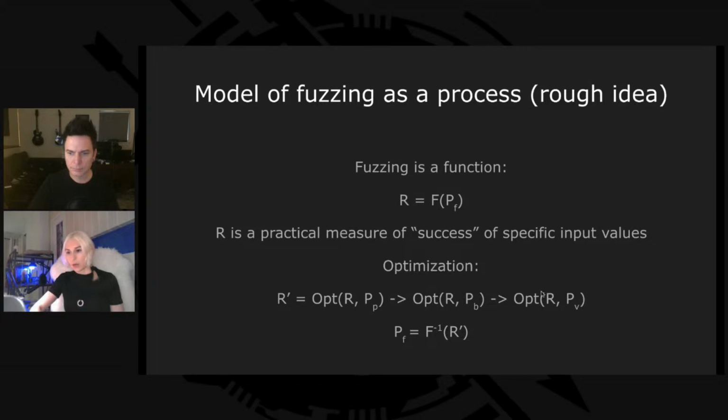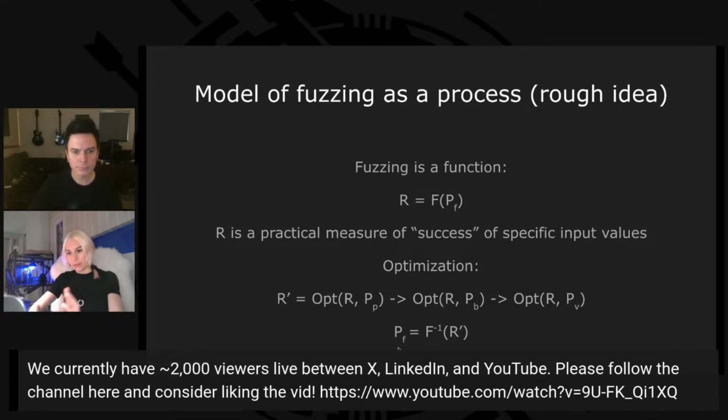This can be implemented either algorithmically or with machine learning. And then after this optimization, assuming that we have calculated the correct value of results, we can somehow reverse it and calculate the correct probability distribution of the fuzzer that will lead immediately to better results in vulnerability discovery. This is just a basic idea of how it looks.